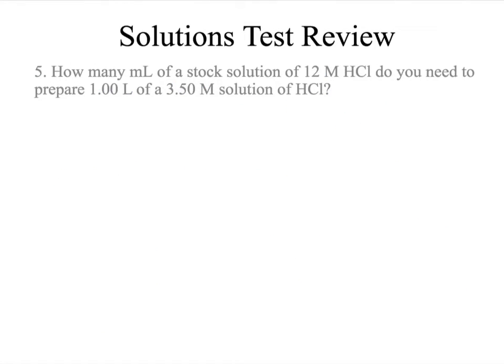All right, this is the last one of the workout problems that we need to do. It wants to know how many milliliters of a stock solution of 12 molar HCl do you need to prepare 1 liter of a 3.5 molar solution. And whenever you see something with 2 molarities and 1 volume, that is your clue that it's going to be the dilution formula. So pause the video and work this and see what answer you get.